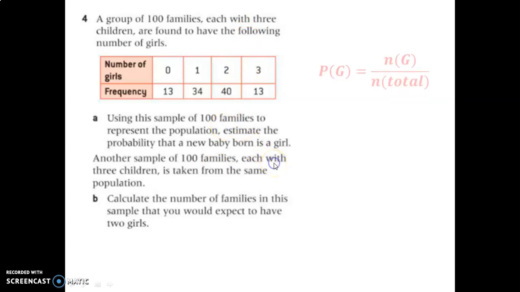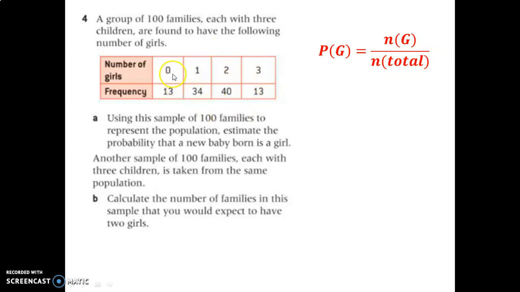Okay, A is tricky. Let me help you through it. First of all, we need to get the probability of having a girl be born, right? So we know to find a probability, we always take the number of occurrences of that thing divided by the number of total possibilities. In this case, how many girls in total are there?